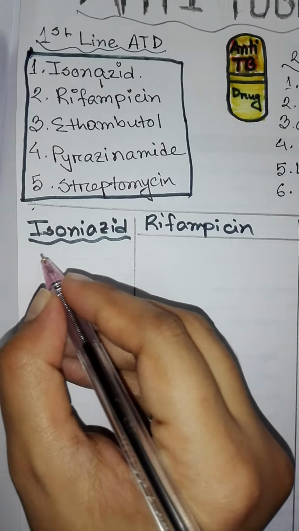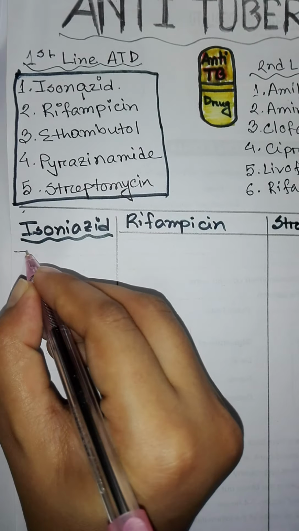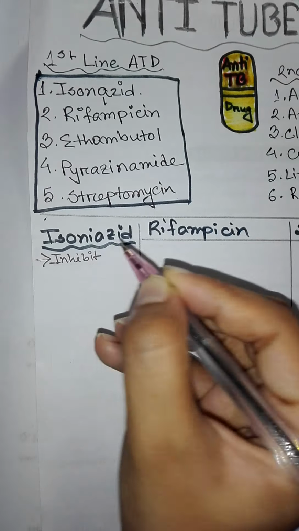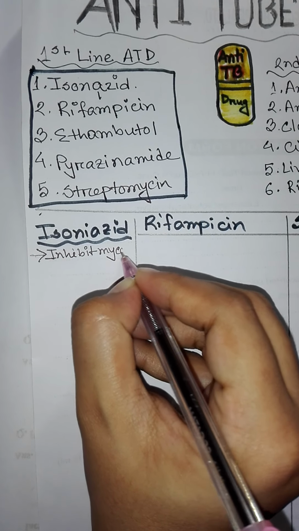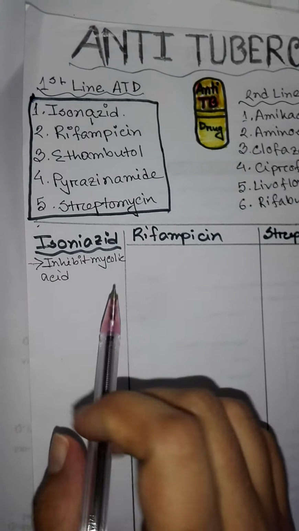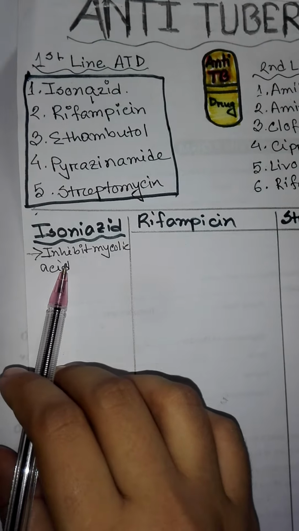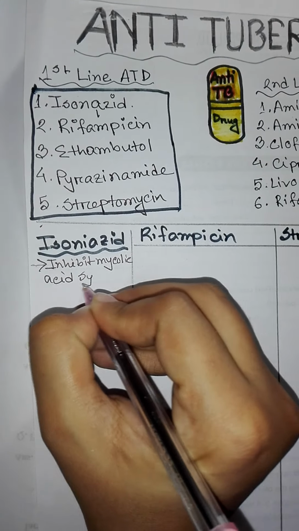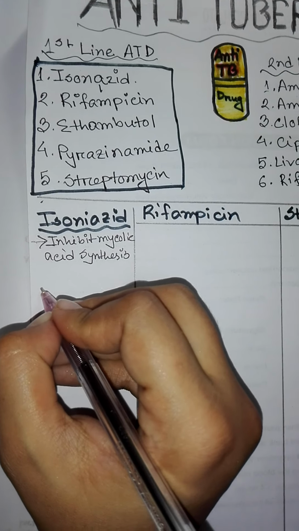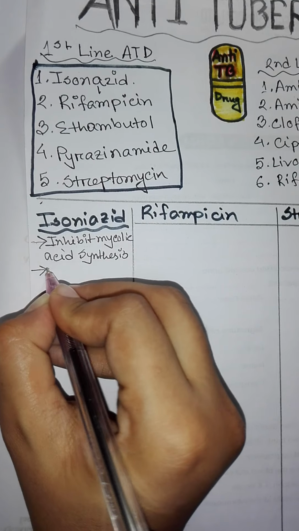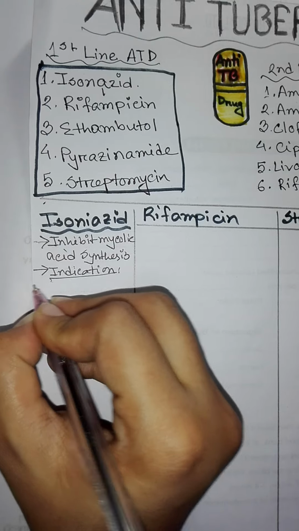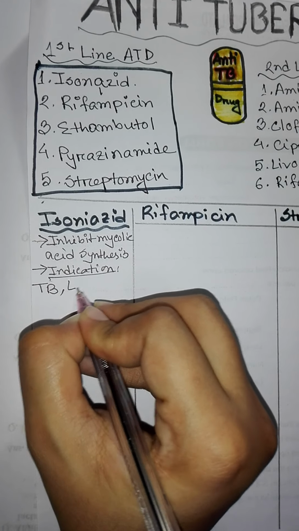Now first I will tell you the mechanism of action of isoniazid. It inhibits mycolic acid synthesis, which helps to inhibit cell wall synthesis. Then indication is in TB and latent TB.